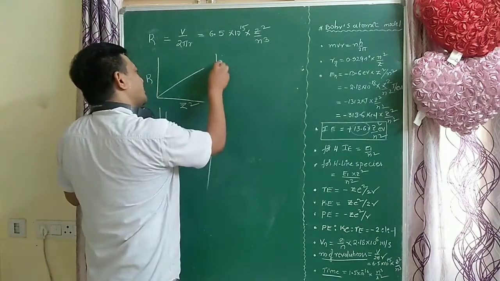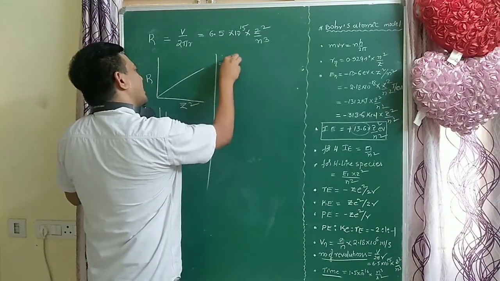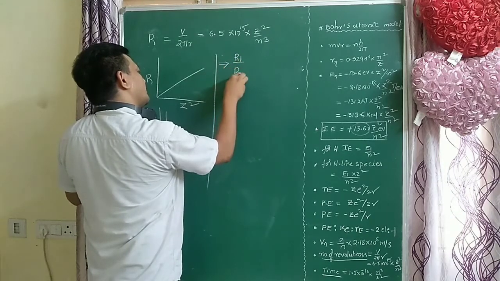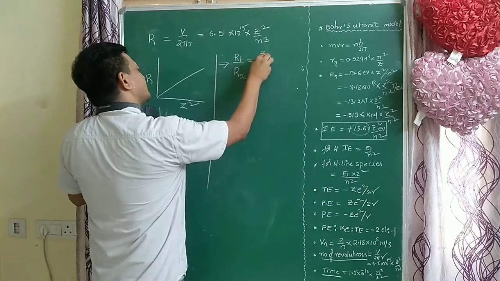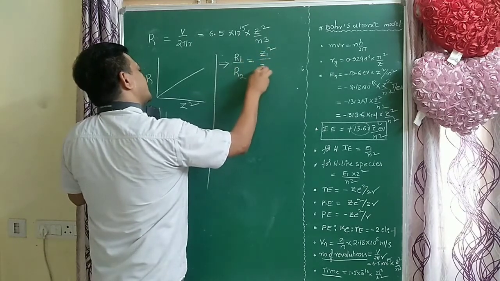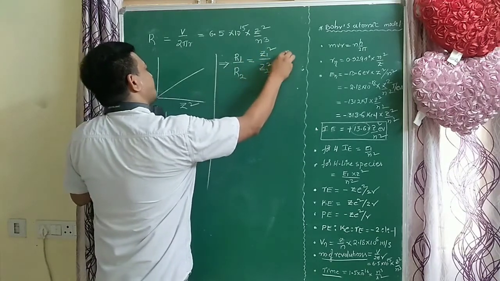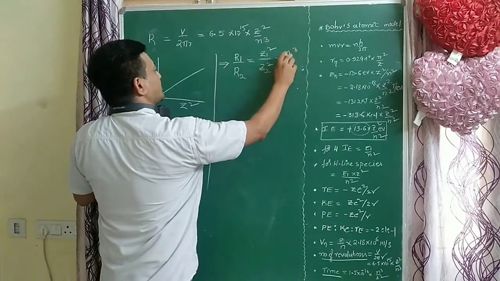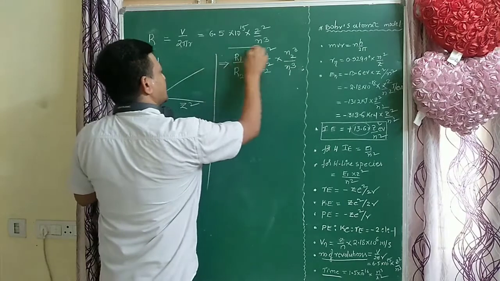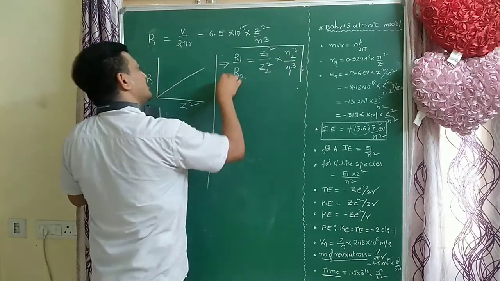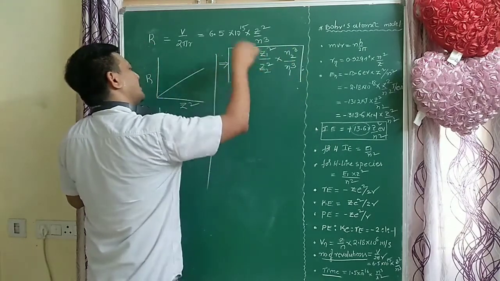For different orbits and different atoms, the ratio of number of revolutions R1 by R2 equals Z1 square by Z2 square into N2 cube by N1 cube. This is a very important relation for different orbits and different atoms.